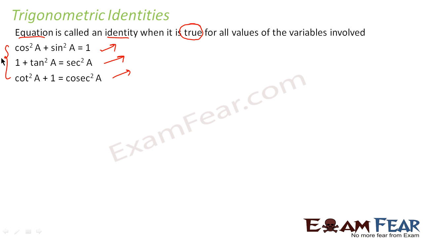Please remember: sin square plus cos square is equal to 1, 1 plus tan square is equal to sec square, cot square plus 1 is equal to cosec square. These are the three trigonometric identities. Very important. Please understand this, please learn this. We'll prove these trigonometric identities next.